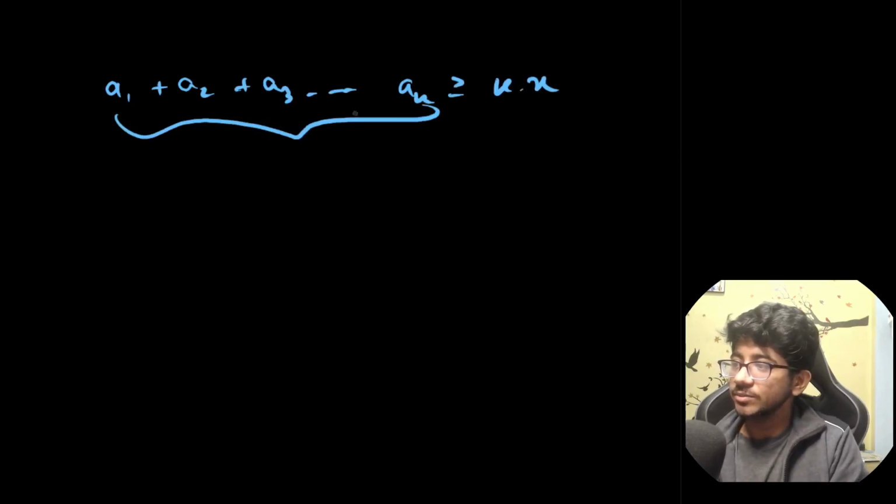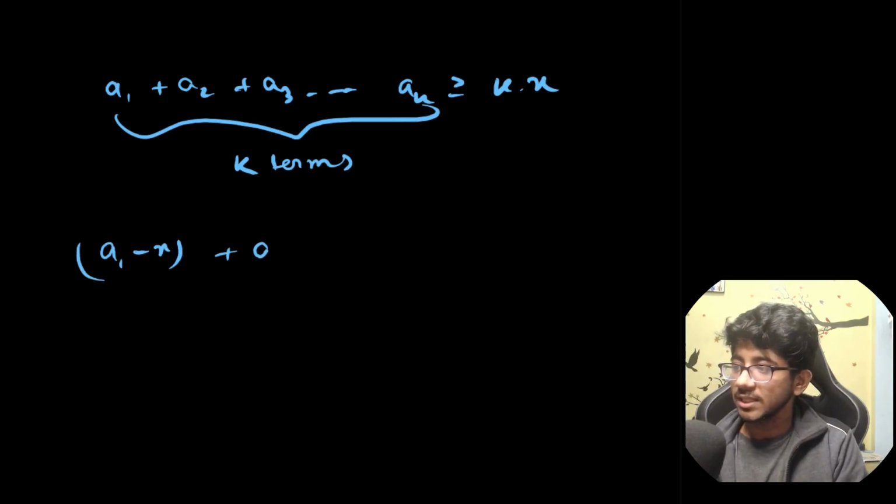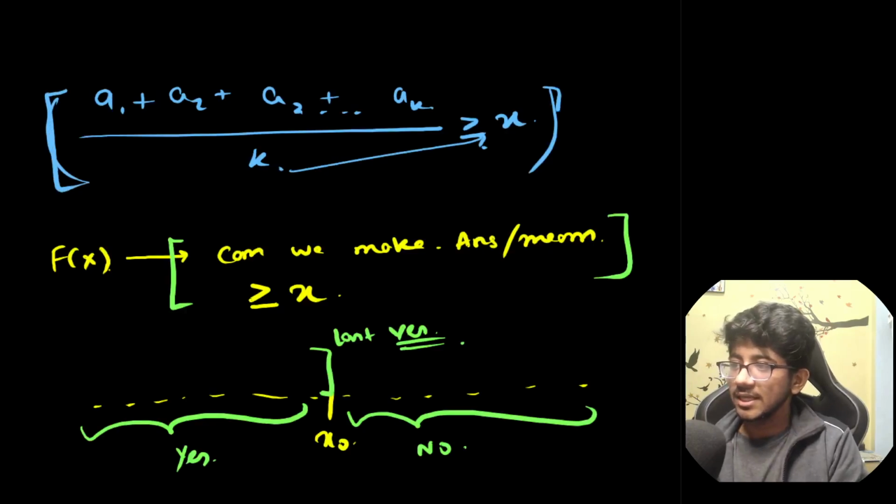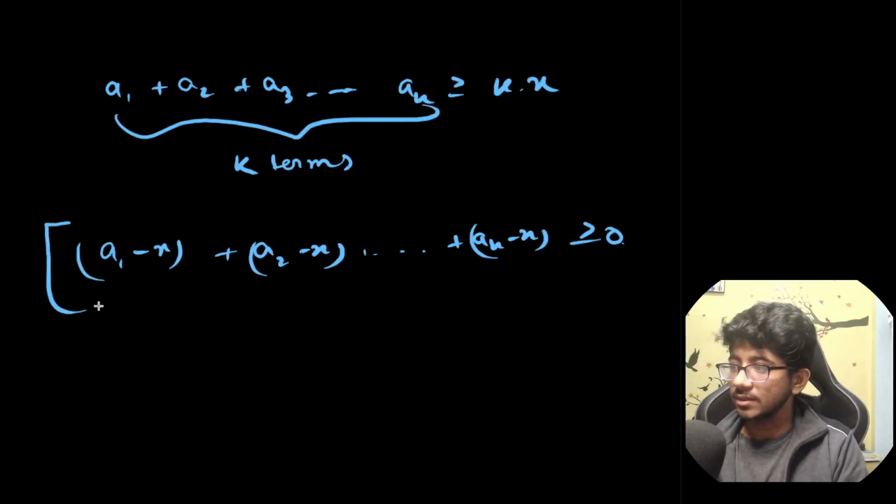So there are k terms over here, and it's k into x. So I'm going to take kx on this side, and it's going to be minus kx, and we're going to subtract each x from each of the terms. So I'm going to write a1 minus x plus a2 minus x, and so on up till plus ak minus x is going to be greater than or equal to 0. Now this is what we need to check. Checking this is the same as checking this, right?